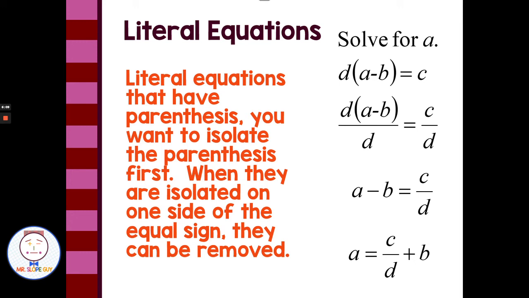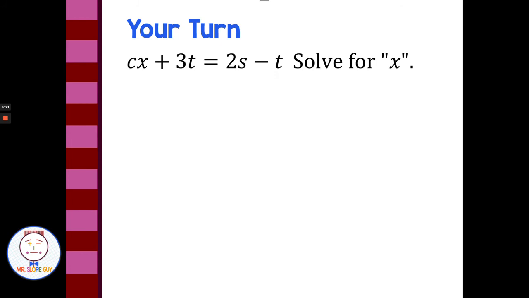So whenever you have grouping symbols and you're solving for a variable inside of them, you're going to isolate the grouping symbol to be able to remove it, and then continue solving for the variable. All right, so you guys try this one on your own. Try cx plus 3t equals 2s minus t. Pause the video here. Come back. We'll see how you did.